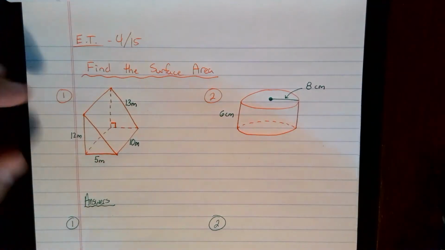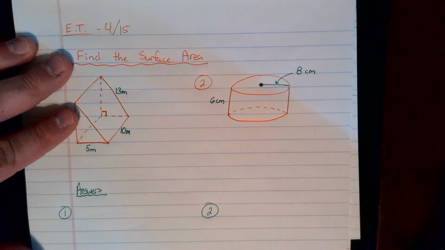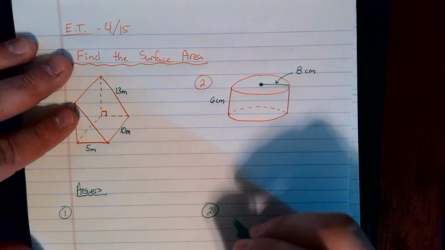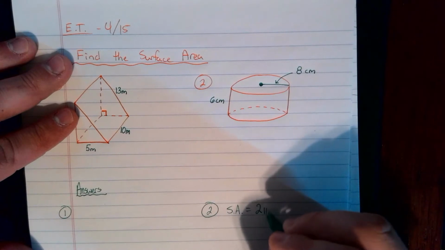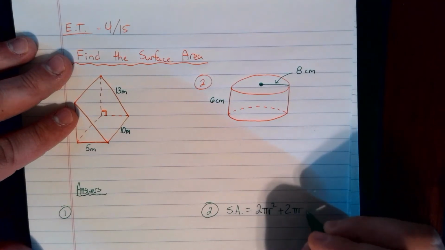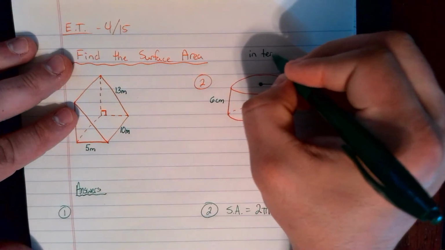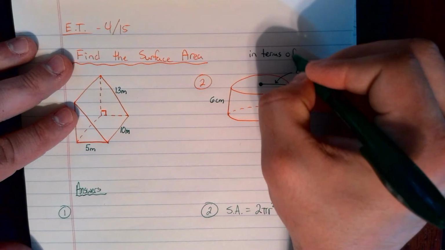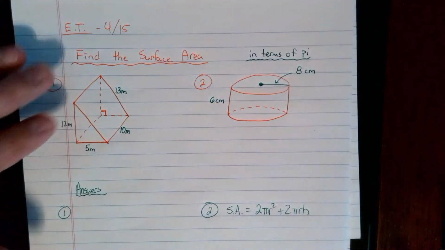I'll even give you the formula here for number 2. You should know it because you did it a bunch of times yesterday, hopefully on page 12. The surface area of a cylinder is 2 pi r squared plus 2 pi rh, and you can find this one in terms of pi just like yesterday. In terms of pi is fine. So pause the video and try it.